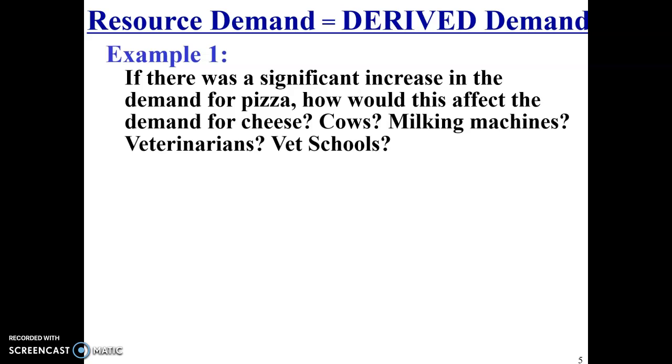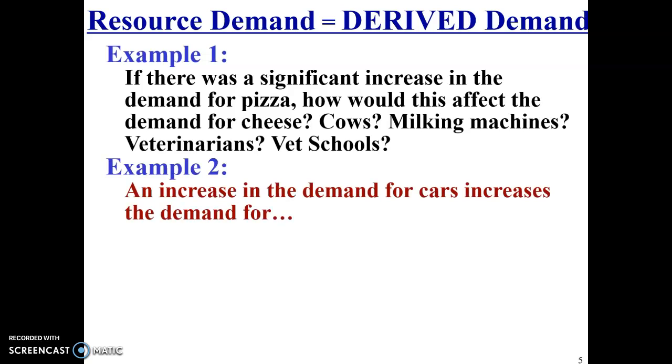So if you are a resource that's producing a product that relates to your resource, and that product is in greater and greater demand, you're going to be in greater and greater demand. If you're producing a product that nobody wants, nobody wants a worker who's going to make that product or a machine that's going to make that product.